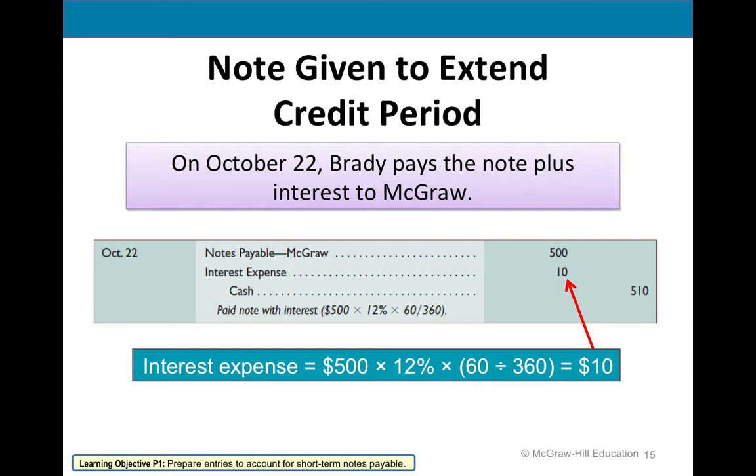Again, interest expense here. Obviously now it's an expense you incurred. You got that extra time to pay the note. You got an extra 60 days. In the meantime, you have to pay $10 extra of interest. You credit cash for the entire amount you paid, principal plus interest, because cash is going down, reflecting how much cash you paid to pay off your obligation.